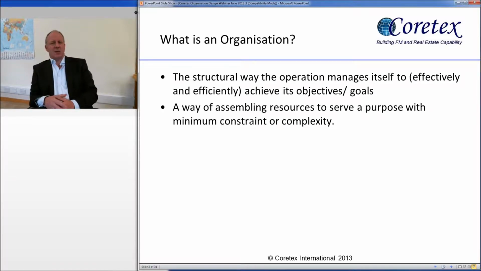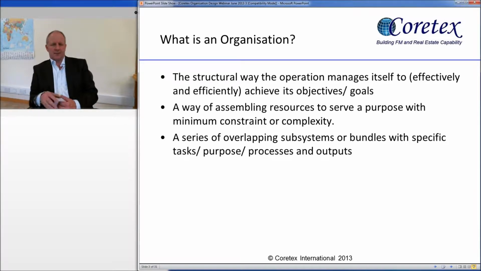It's about assembling resources to achieve something with reasonable clarity, with reasonable understanding of what you're going to get out of it, because there's a purpose for organizing in a particular way. It's not a random assembly of people or processes. And in particular here we'll be using a methodology which is about bringing together subsystems or bundles of tasks and purposes in order to achieve an overall output for the department.